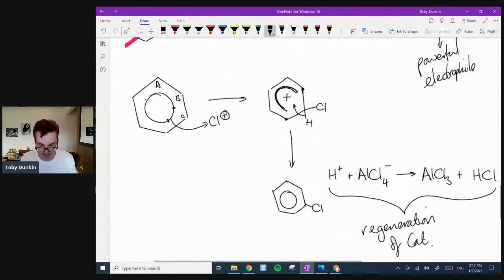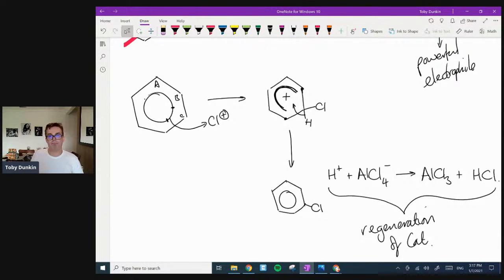So if we had done this with a bromide, you would have used AlBr3 instead. I think actually you can use AlCl3 in reality. I think it still works. I think it actually works better in reality.